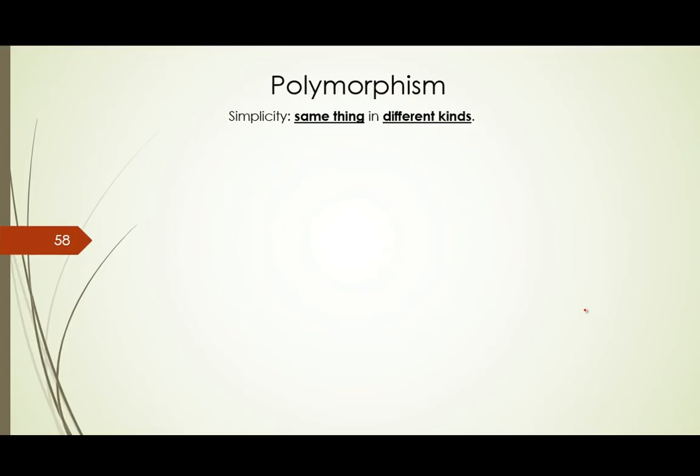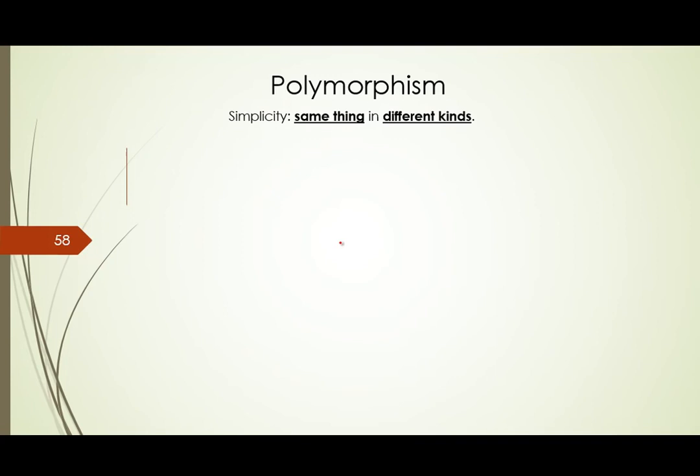Polymorphism means same thing in different kinds. To simplify that, let's say you have a toy, and it's just a toy. It's the same toy you can buy in red, green and blue color. That's it, the 3 different flavors. That's polymorphism. That's the real life example. So let's see how to implement polymorphism in your code.